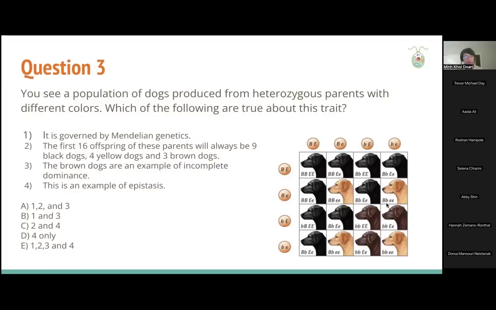In question 3, I would take some time. So the answer to this question is D, four only. I'll cover all the statements.